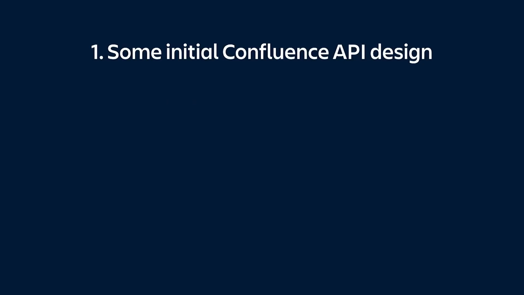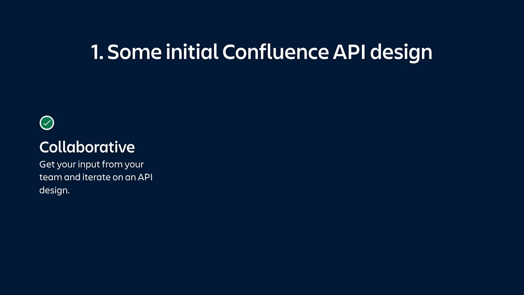So let's walk through this. Let's build an app. Maybe you start off with some initial API design work in Confluence. So you fire up Confluence, you sketch out your API, you send it to your team, they comment on it, you iterate a little bit. And this is great. We're being collaborative, we're getting feedback from our team, and we know that collaboration helps increase the quality of what we're building.